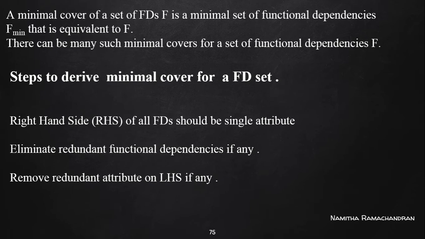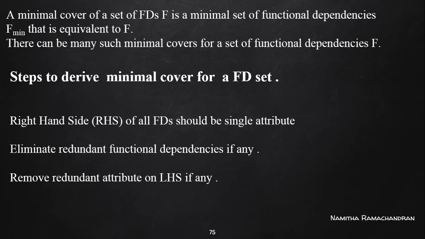Once more, a set of dependencies F min that is derived from this F. Some dependencies from this set F are taken to form a new set, that is this F min, and this F min can have the same capability as this F. Then we can call this F min the minimal cover of F. There can be many such minimal covers for a set of functional dependencies F. We can find more than one minimal cover for a given functional dependency set.